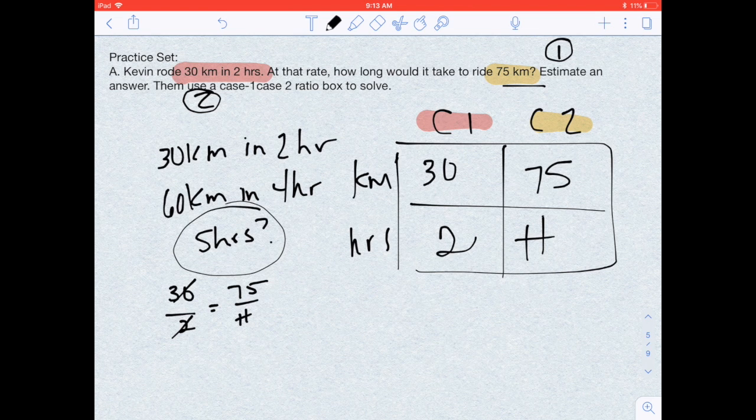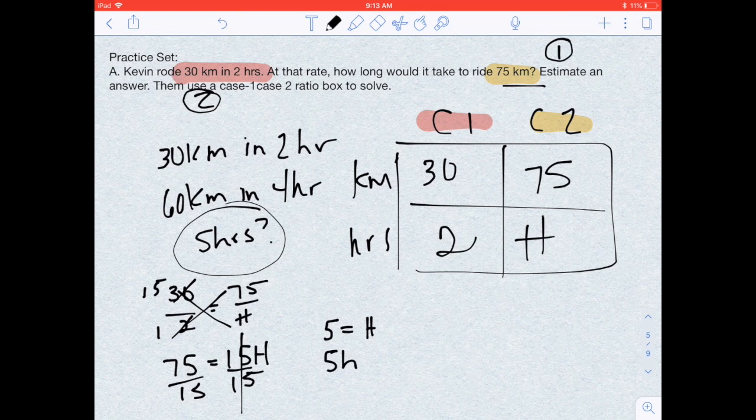I know right away that I can simplify that because 2 fits into 30 perfectly. So I can cross multiply now. 75 times 1 is 75, and 15h. Divide both sides by 15. This cancels out. And now I have 75 divided by 15, which gives me 5 equals h, so 5 hours. So I'm so brilliant. Look at my estimation, it's exactly the right answer.